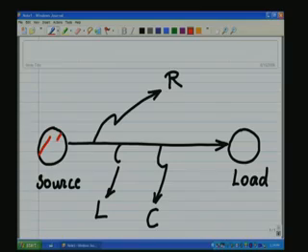In this session, we shall now focus our attention on this block, that is the source block. What are the electrical sources? What are the characteristics of electrical sources? What are the non-idealities? And some look at real world and practical sources.